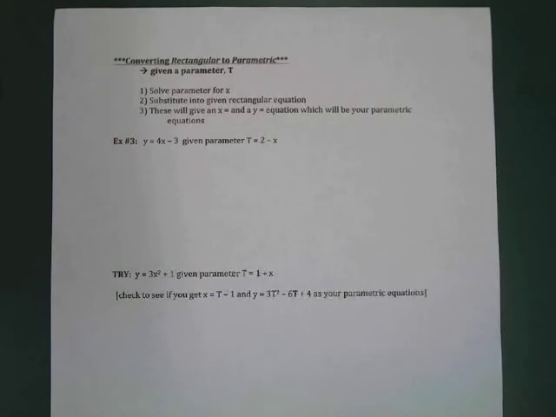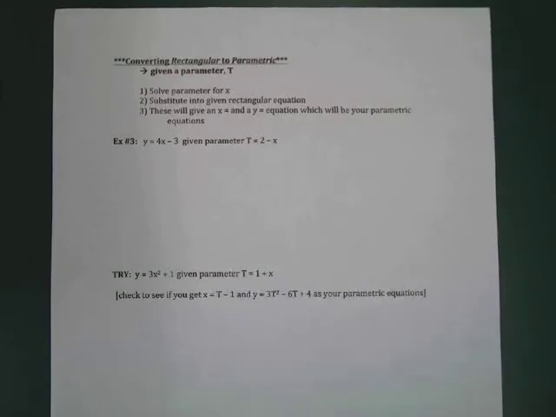Our final example for this section is to work the other way around. So we're going to take a regular rectangular equation, one that you're used to seeing, and make it into a parametric system of equations with your x equals equation and your y equals equation. So I wrote down the steps for that.